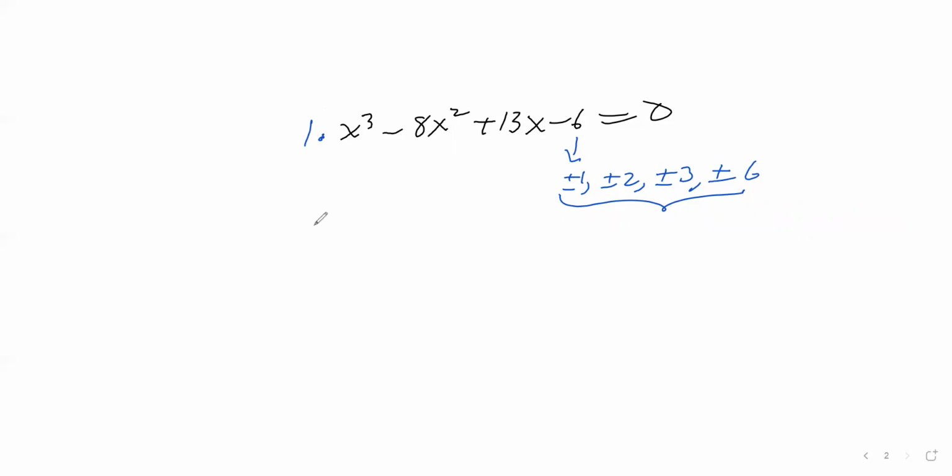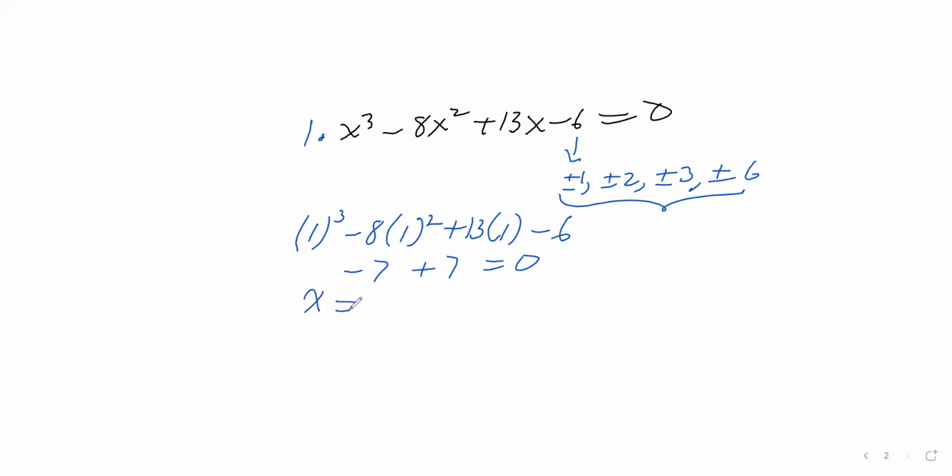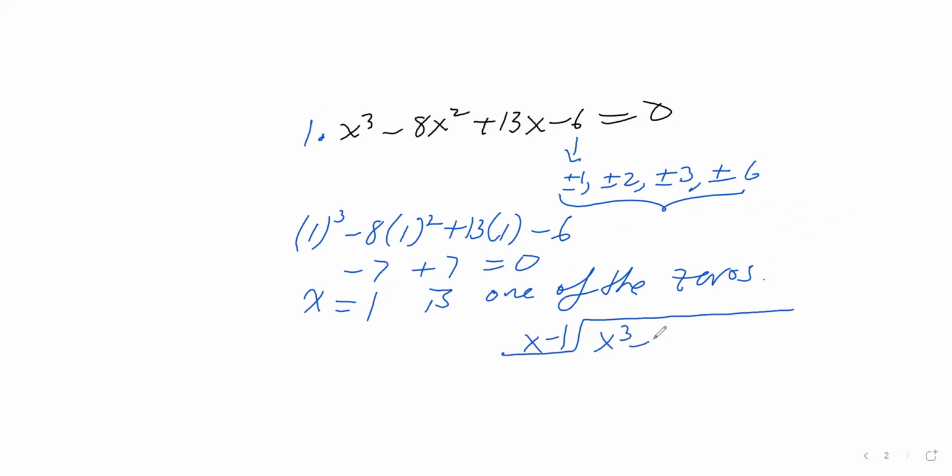When I plug in 1, it's 1 cubed minus 8 times 1 squared plus 13 times 1 minus 6. This is negative 7, and this is plus 7, so it's 0. So luckily, the first number worked. Therefore, x equals 1 is one of the zeros of this polynomial. So x equals 1 is a vertical asymptote in this case, but we're going to find the other one. To find the other one, I'm going to divide, because the factor will be x minus 1, and then the polynomial is this, so I will divide it and figure out the other zero.